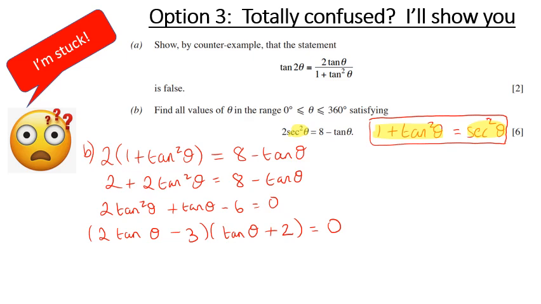If I hadn't managed to factorise it, then I would have used the quadratic formula, and I would have put A in as 2, B would have been 1, and C would have been minus 6, and that would have worked just as well, and that would give us the same 2 values for tan theta. From the first bracket it would be 3 over 2, and then from the second bracket it would be minus 2.